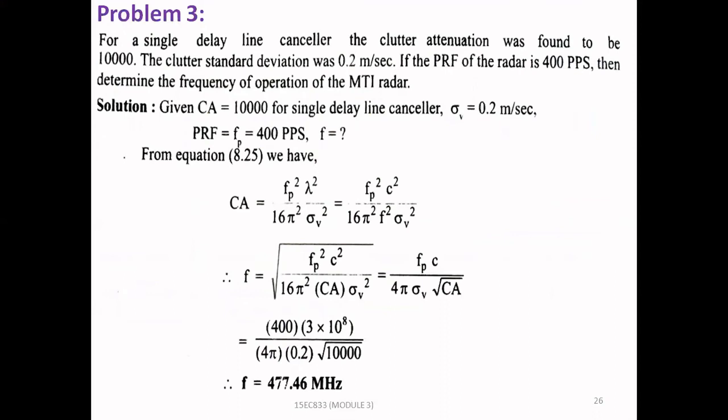Given clutter attenuation Ca equal to 10,000 for single delay line canceller, sigma V equal to 0.2 meter per second, PRF equal to Fp equal to 400 PPS. Then frequency of operation of the MTI radar F equal to square root of Fp square C square by 16 pi square Ca into sigma V square, equal to Fp into C by 4 pi sigma V into square root of Ca. Substituting all the values of Fp, C, Ca and sigma V, we get F equal to 477.46 megahertz.